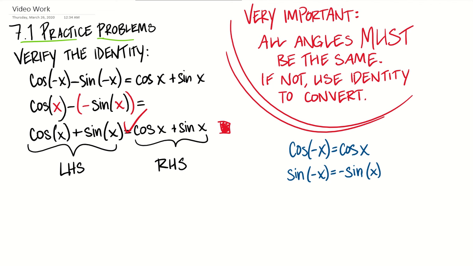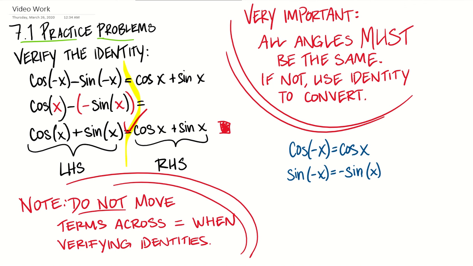I don't mind working with both sides of the equal sign, but you can never move terms across the equal sign. If you do that, if you're moving across this line, basically, you are not verifying an identity. You're doing something different. Just throwing that out there. So let me write that down. I got that note written down for you if you want to pause the video and get that.